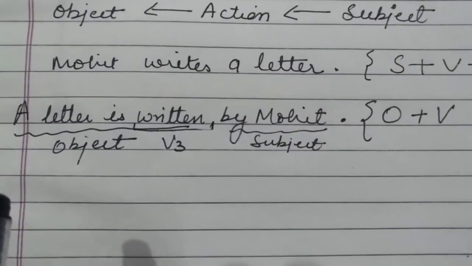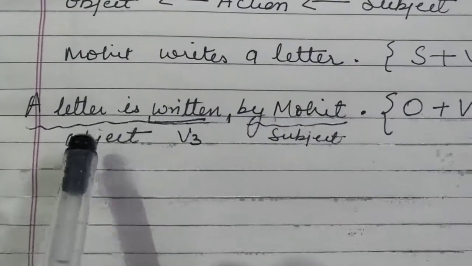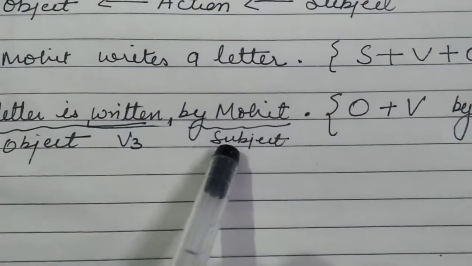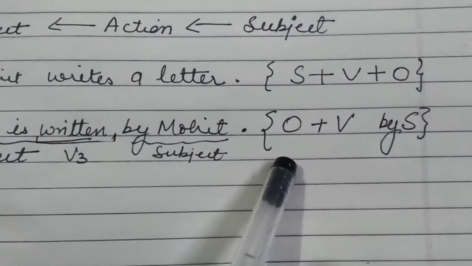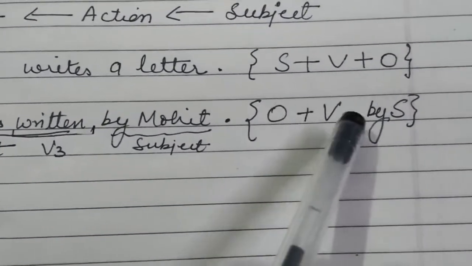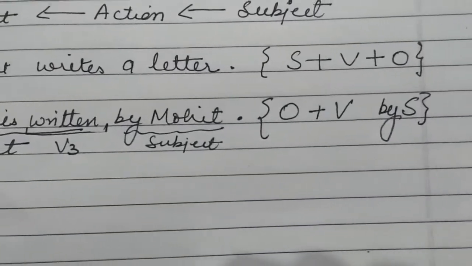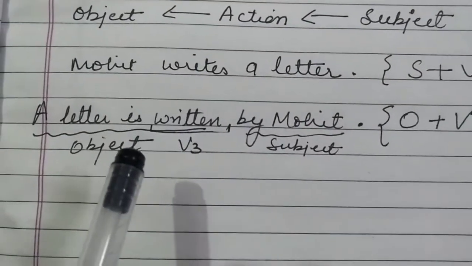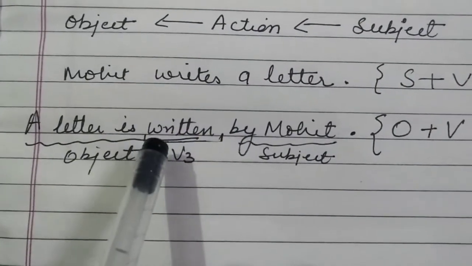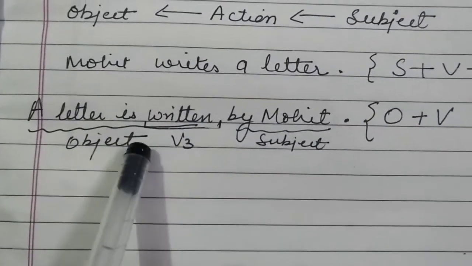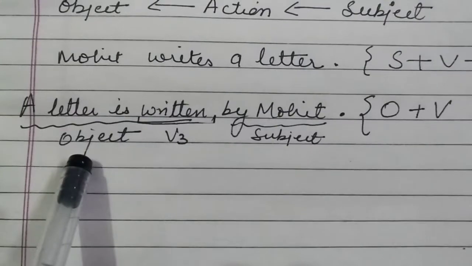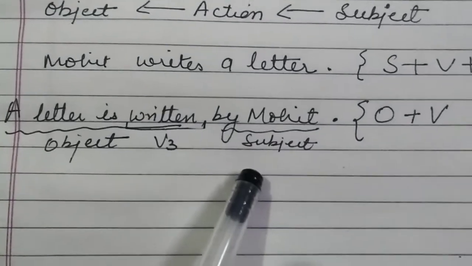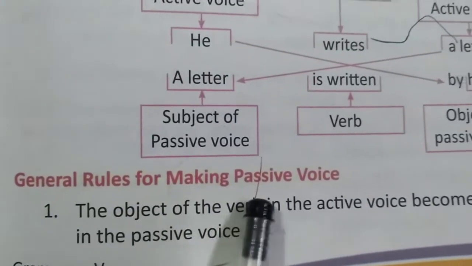But in the passive voice, the object takes the place of the subject and the subject takes the place of the object, preceded by "by". Okay, now here the structure of the sentence will be object plus verb plus by plus the subject. And in this, the verb will take the third form in passive voice. So the above sentence will be in passive voice like this: A letter is written by Mohit. So a letter is the object, written is the third form of the verb, and Mohit is the subject. Now let's see the general rules for making passive voice.